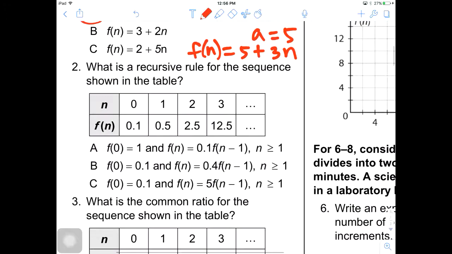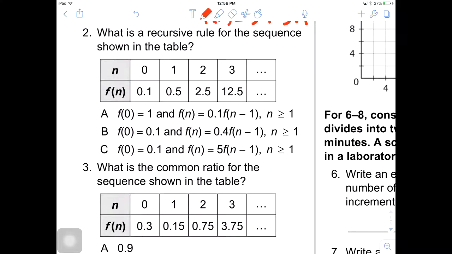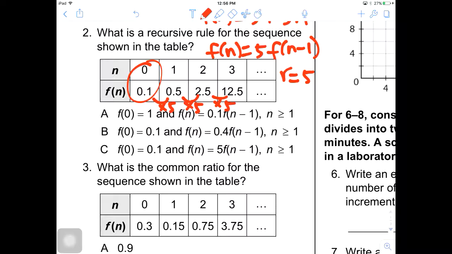Number 2, what is a recursive rule for the sequence shown? According to the table, it looks like it's being multiplied by 5 to get to the next term. So we know that this is a geometric sequence and the ratio is 5. We have f of 0 is 0.1. And so the formula that matches that would be f of n equals the common ratio, 5, times the previous term. So it looks like C is the best choice.